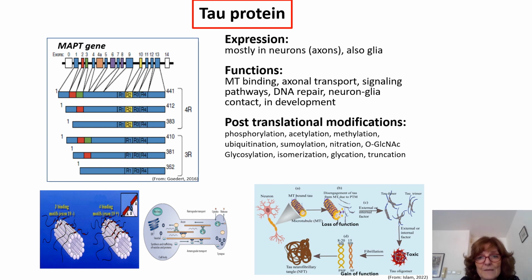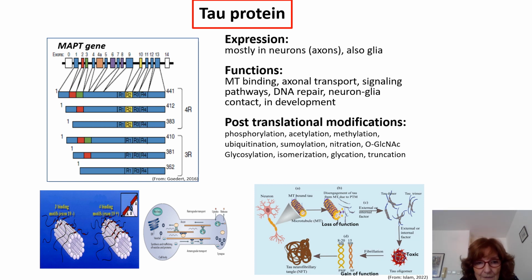Tau protein is expressed mostly in neurons and also in glia. Its function is in microtubule binding, axonal transport, neuronal-glial contacts, and others. It has six isoforms depending on the splicing, both in the microtubule binding domain, 3 or 4 repeats, and in the N-terminal. And it goes through many post-translational modifications: phosphorylation, acetylation, methylation, ubiquitination, nitration, glycosylation, isomerization, etc. Some of them are toxic, like phosphorylation, glycosylation, truncation, and isomerization, and regarding others, it's not known, like acetylation.